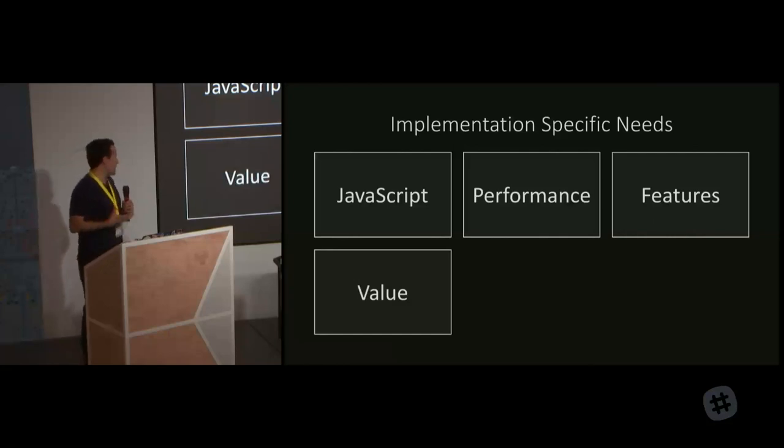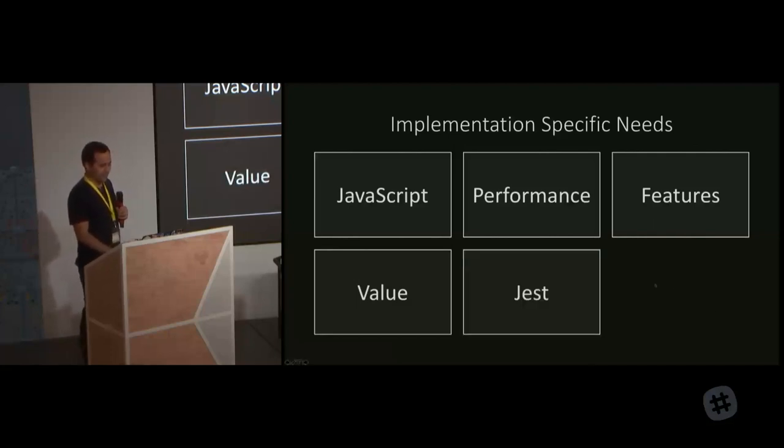Then, value. Tests have to have some sort of value to the developer. Otherwise, it becomes a hurdle to actually getting code checked in, and people will just write fewer tests as a result of that. The next one was that it had to use Jest, because Jest is great, and we're already using it for unit tests, so we might as well use it for our end-to-end tests as well.